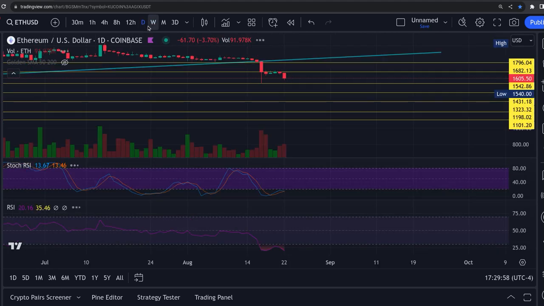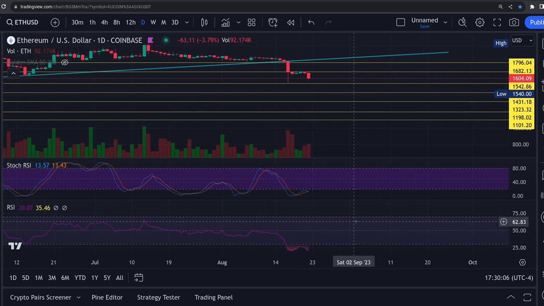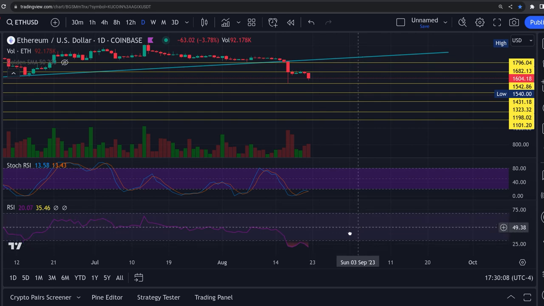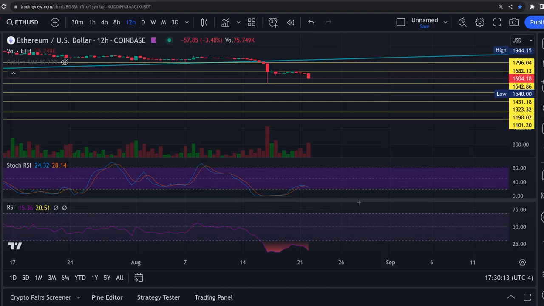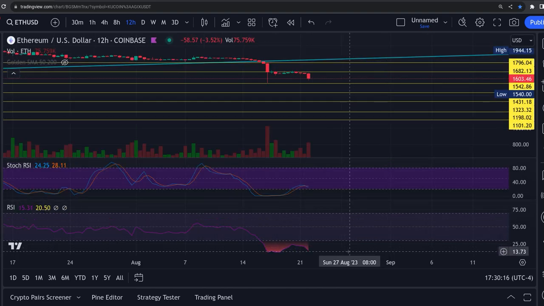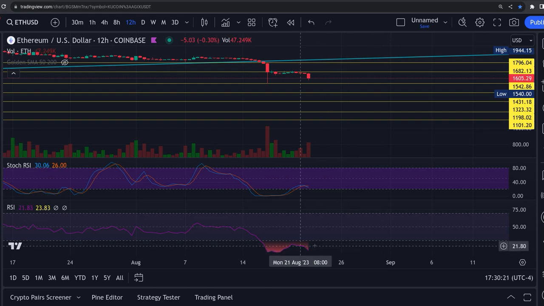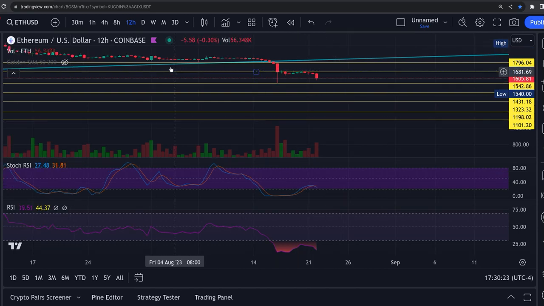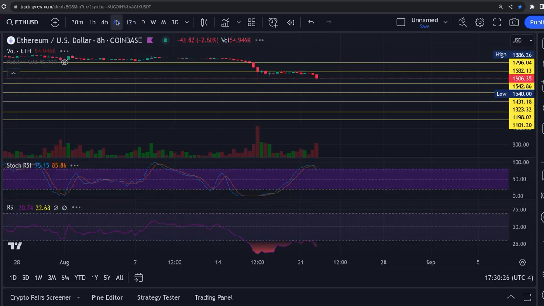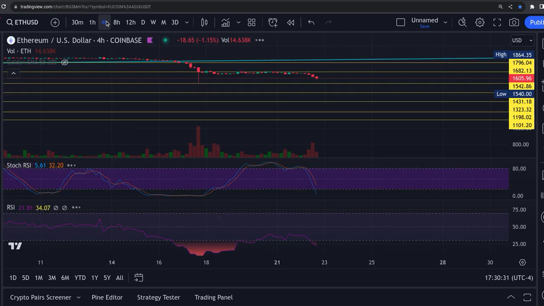The daily is at a 13.5 and a 13.4, just barely bullish. Look how oversold it is. It's at a 20 down here at the bottom. The 12 hour is at a 15. It was down, holy cow, down to a 12, 13. It's extremely oversold. So if there's a time for ETH to bounce, the 8 hour is at a 20, the 4 hour is at a 21.